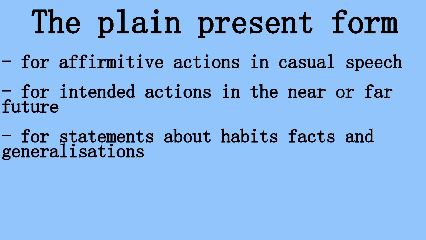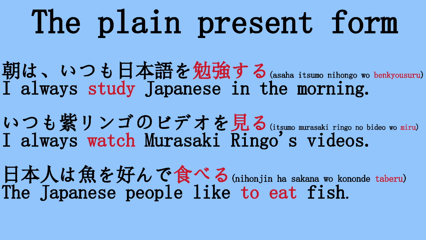Besides talking about something you intend to do in the near or far future, you can also use the dictionary form to describe habits, facts, and generalizations. Asa wa itsumo nihongo o benkyū suru. I always study Japanese in the morning. This is a habit, so use the dictionary form. Itsumo Murasaki Ringo no video o miru. I always watch Murasaki Ringo's videos. This is of course fact, and of course you watch all of my videos. So use the dictionary form.